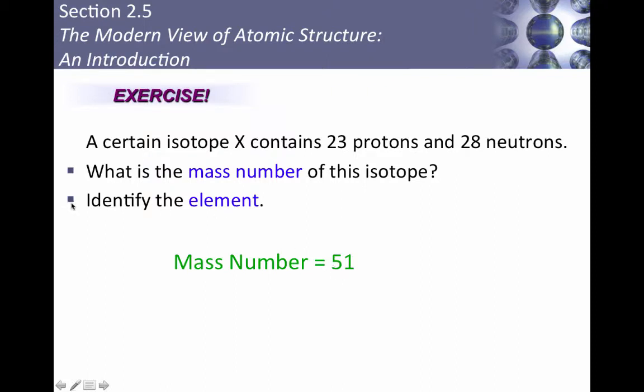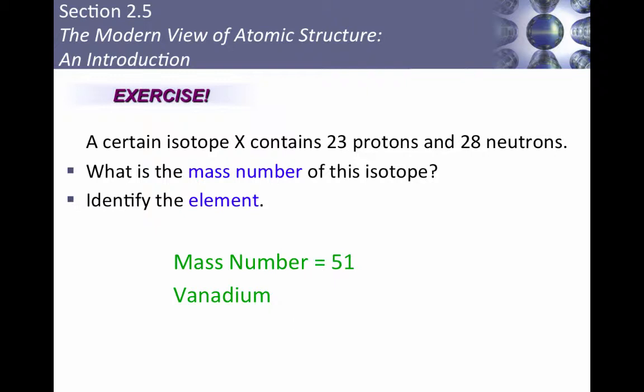All right, the next question becomes, how do I identify this element? How do I figure out what this is? So if you take out a periodic table and you look at number 23 on the periodic table, because the number on the periodic table refers to the number of protons, if you find number 23, you will find that it is in fact vanadium.